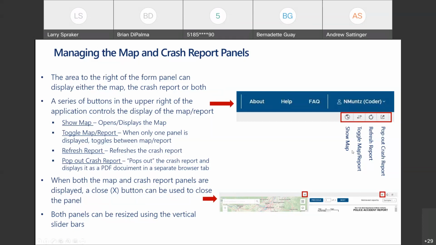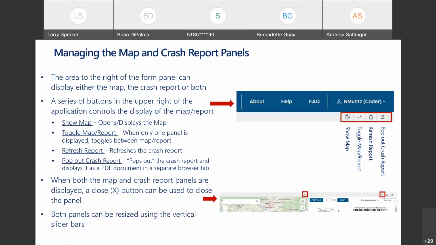If you're looking at the crash report, and sometimes when you're viewing an image it gets a little bit harder to read, and you want to refresh the report, you can click that, which isn't probably used very often. And this little up arrow in the upper right pops out the crash report to a separate browser window.